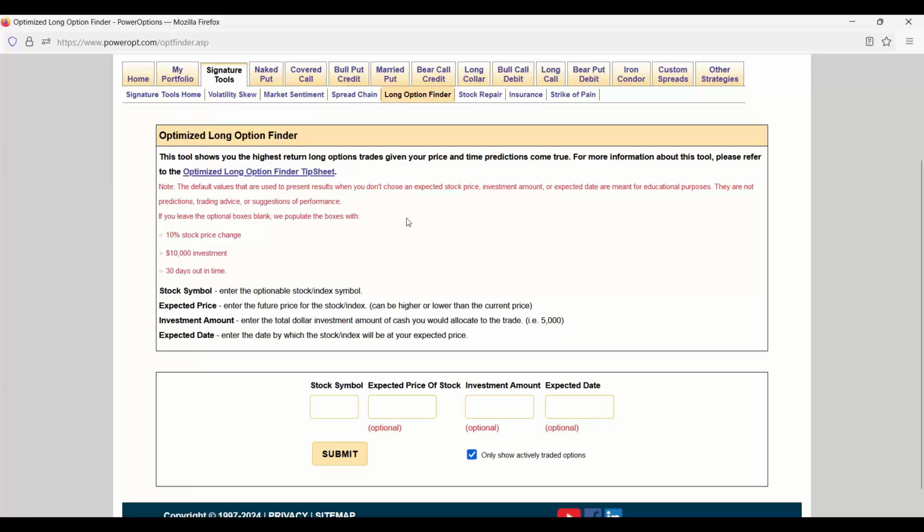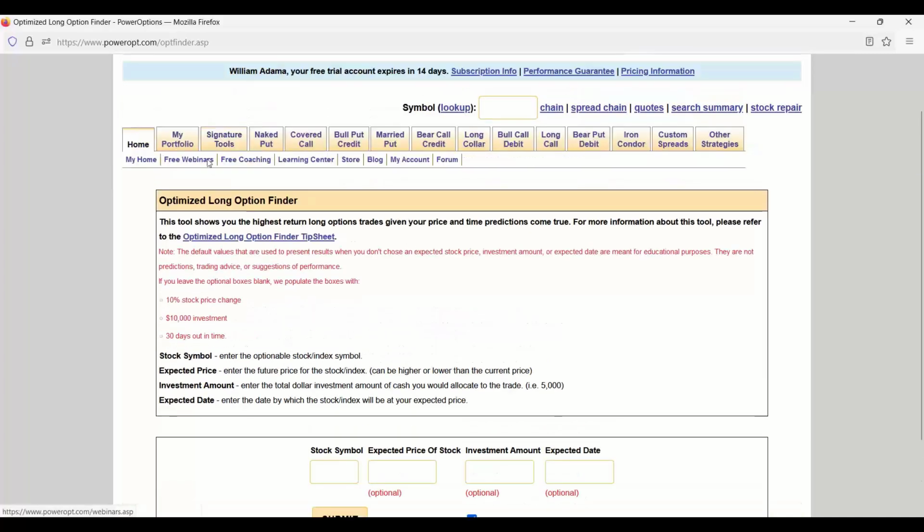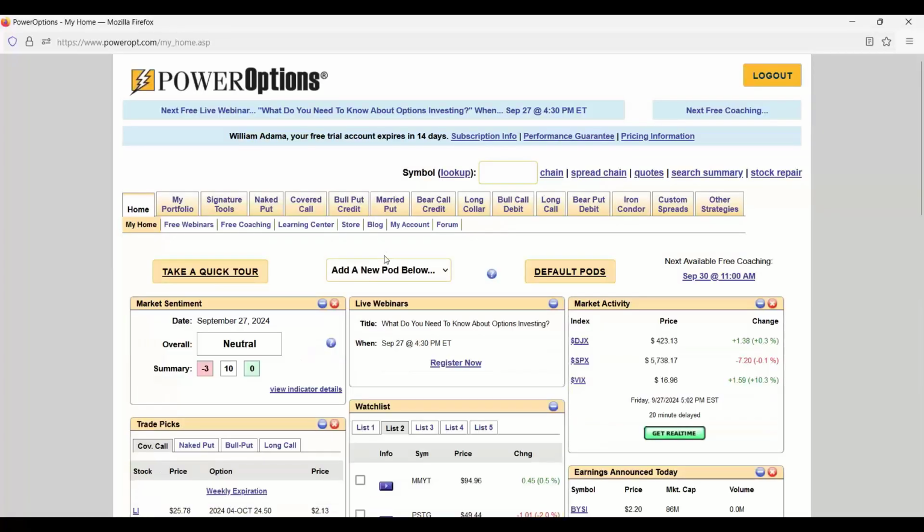So that's just a few of the signature tools in action there. We went through that and we saw action in the portfolio tool of how to enter positions, how to evaluate rollout opportunities, how to look for those as well. And of course, we took a look at some of the navigation on the site earlier in the presentation. So good review of some of the signature tools, the difference between the stock repair tool and the stock insurance tool, and a good view on using the long option finder as well.